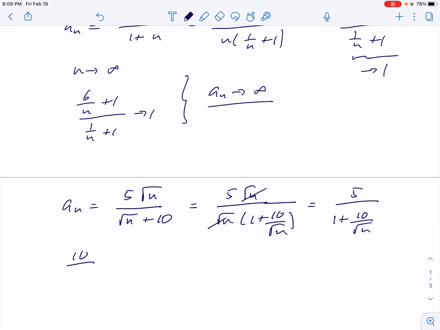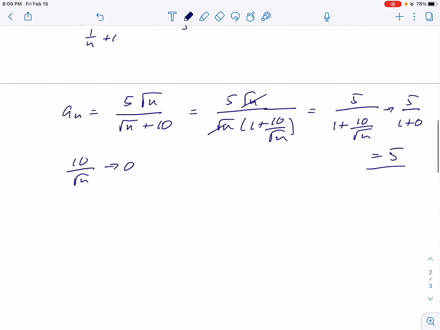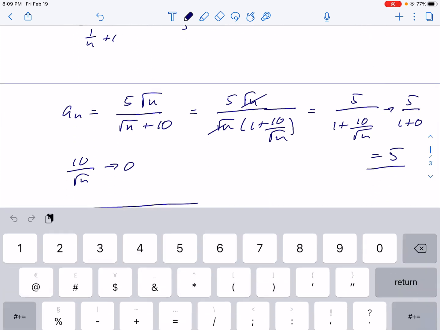10 over root of n approaches 0. N grows to infinity, and we have 10 over infinity, which is 0. So all the sequence will approach 5 over 1 plus 0, which is simply 5. The limit is 5. Moving to the next example.